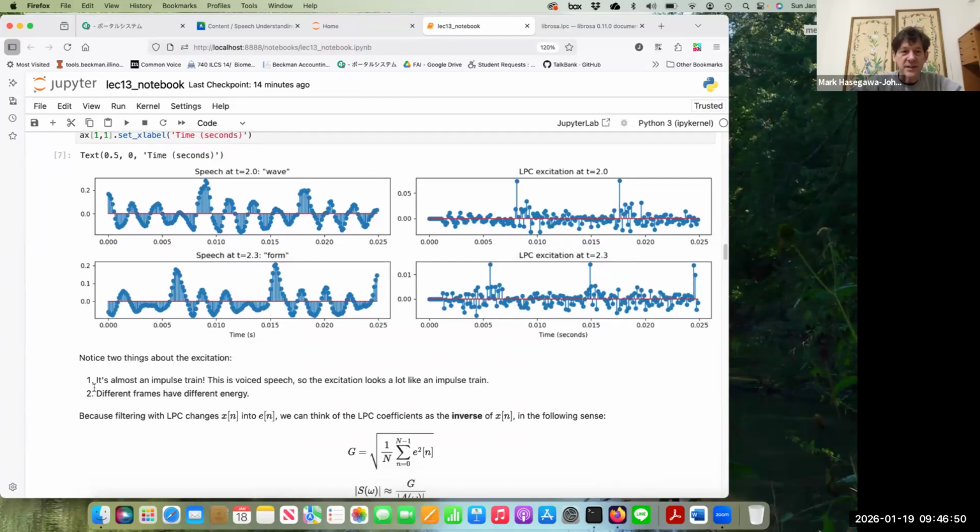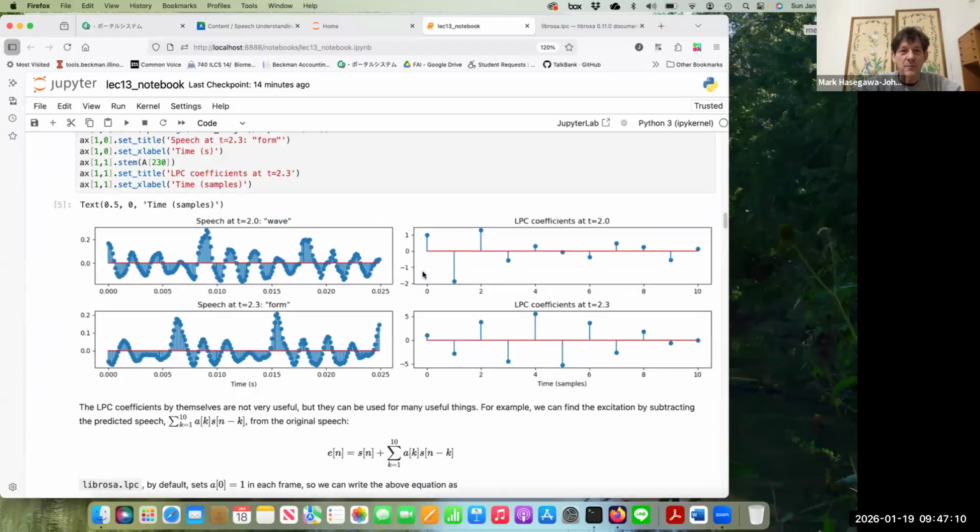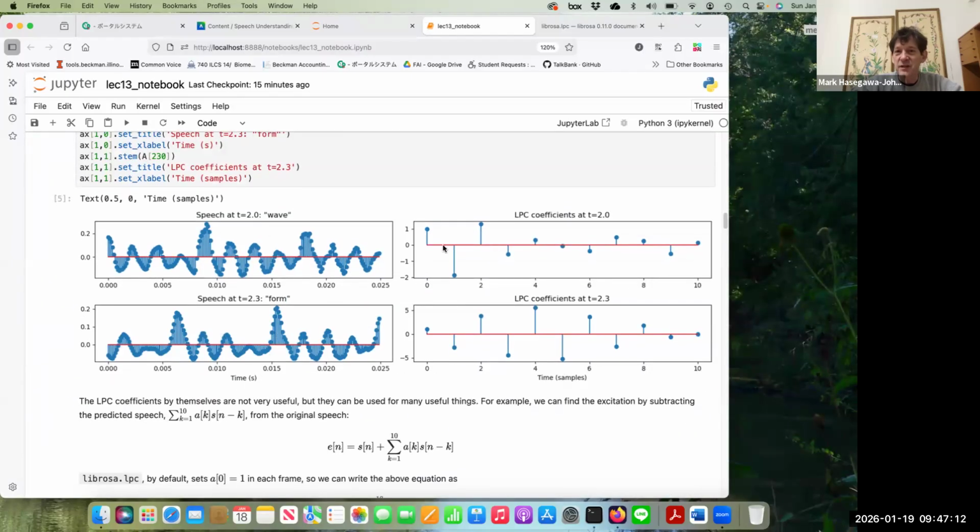The other thing to notice is that different frames have different energy. In the word wave, the excitation has an amplitude of about 0.06. And in the word form, the excitation has an amplitude of just over 0.01. So these amplitudes are very different, right? That corresponds to the difference in the LPC coefficients.